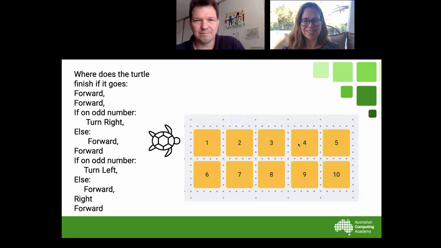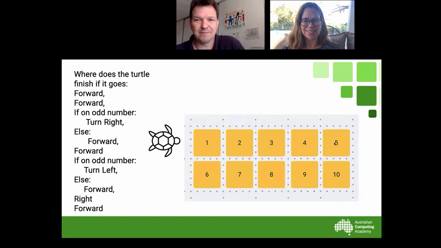Here's another choice we have to make. If I'm on an odd number, turn left, otherwise forward. Do it again, everyone. Jump in the chat. Should I go left or forward? Kieran says forward. Kieran seems to be pretty good at this game. I think we'll follow his instructions and go forward. So I go forward, hey? You go forward. You're on square number five.